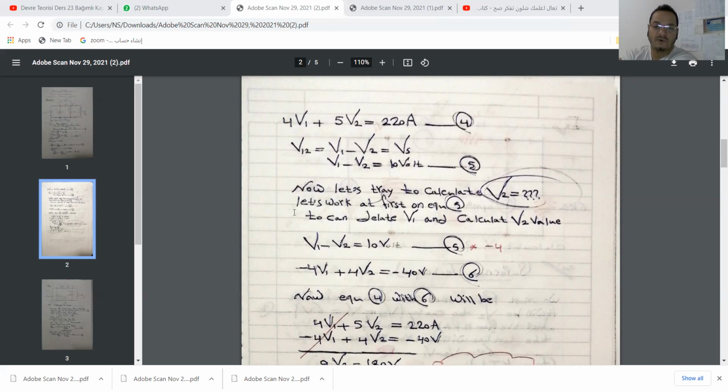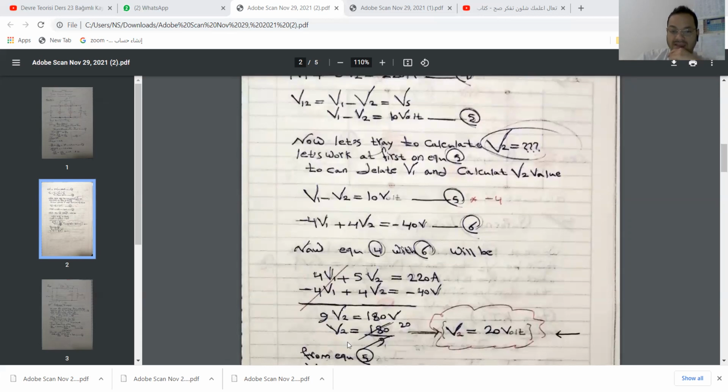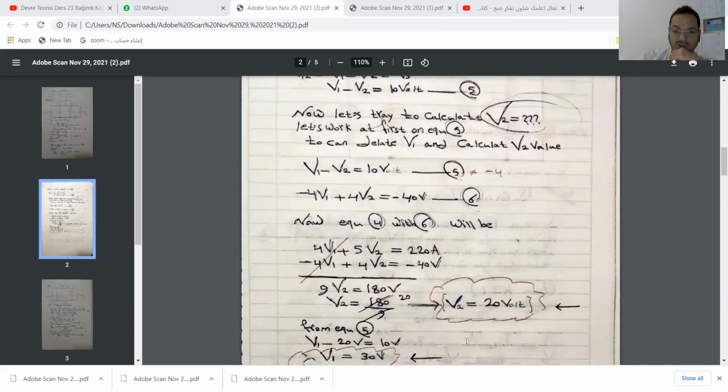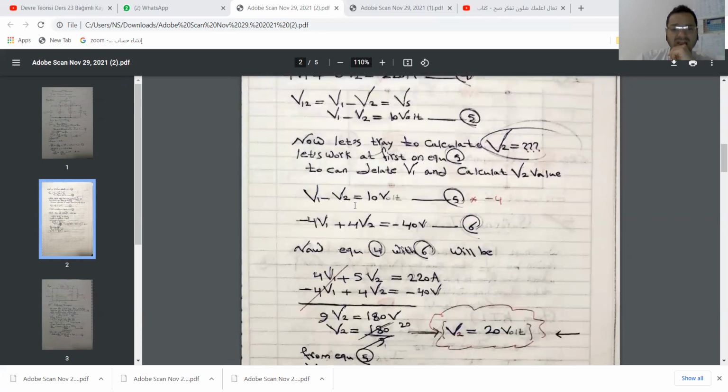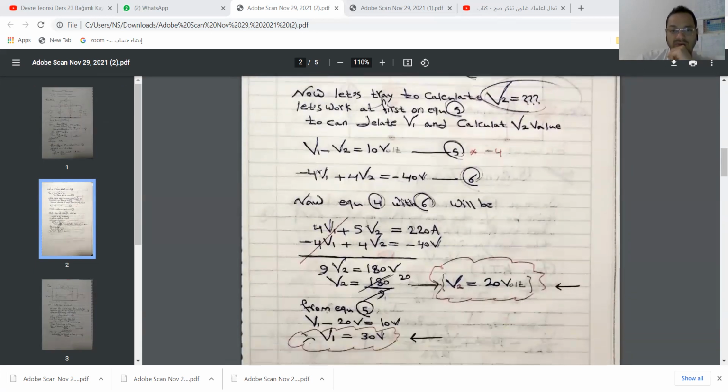Now, adding equation 4 with equation 6, you can delete V1 and just calculate the V2 value. It will be like that: V2 equals 20 volts. We can put the V2 value into equation 5. You can calculate V1. It will be V1 minus 13 volts equals 10 volts. That means V1 equals 13 volts.